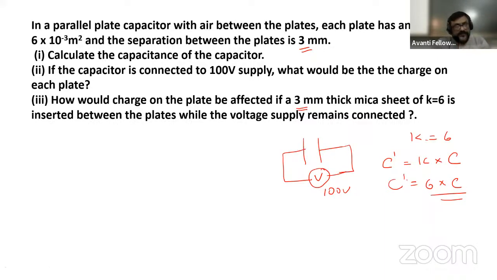So those cases are different. When the battery is connected, the potential difference across the plates will remain same, but the capacitor will store more charges. Is it clear? When this capacitor is connected to an external battery, and if you introduce a dielectric in between the plates, PD across the plates will remain same, and the capacitor will store more charges. But once it is charged and disconnected, and if you introduce a dielectric slab in between, this dielectric slab will reduce the potential difference between the plates and the capacitance will increase. This is the mechanism to increase the capacitance in 2 different cases.